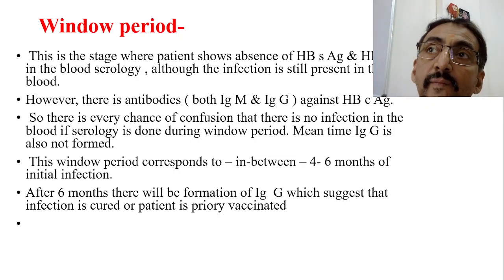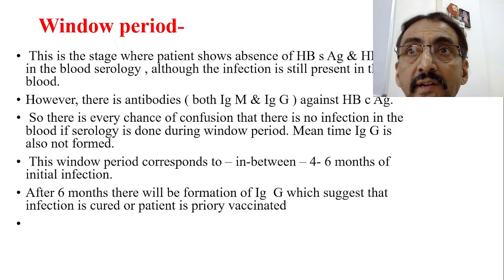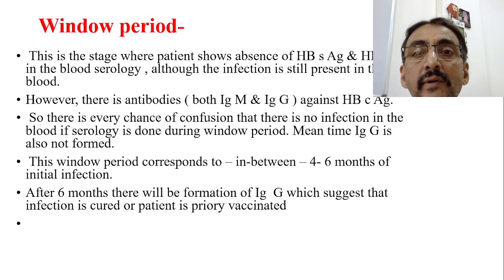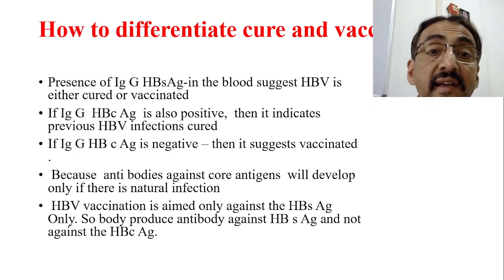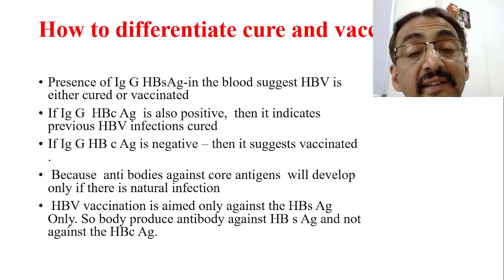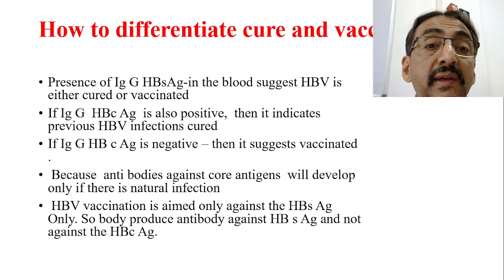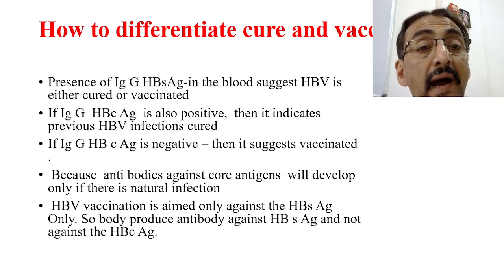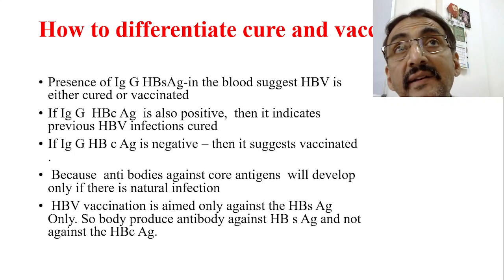If you go for the vaccination also, after the vaccination a small infection takes place. During that mild infection phase, again IgM is produced. Then after 6 months of the infection, IgG starts producing. So there will be a confusion. How to differentiate cure and vaccination? Presence of anti-HBs IgG in the blood suggests hepatitis B virus is either cured or vaccinated. If anti-HBc IgG is also positive, then it indicates that the infection is cured. If anti-HBc is negative, then it suggests the patient is vaccinated.